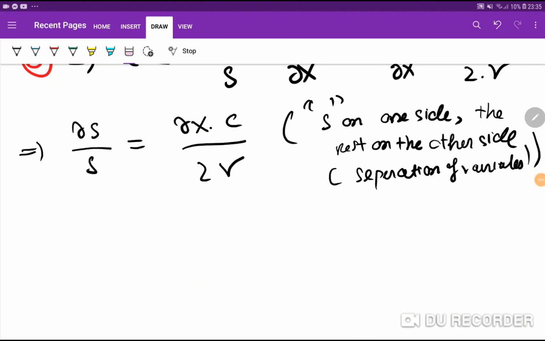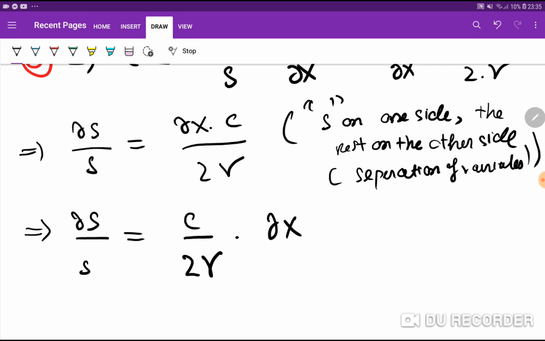Hello everybody, welcome back. So let's go ahead and solve this partial. Okay, before we get started, I just want to rewrite something so it's easier for us to solve. So I'll rewrite partial s with respect to x over s equal to c over 2 mu times partial x. The reason why we write it like this is because c and 2 and mu are not related to x, so you can treat them as constants in this case.